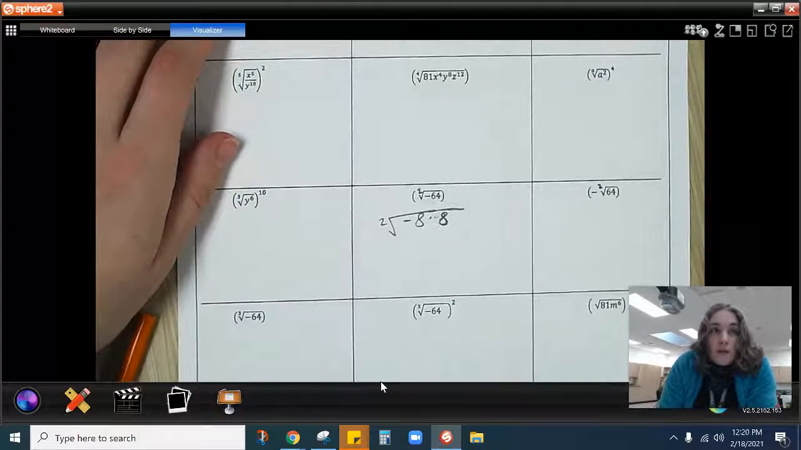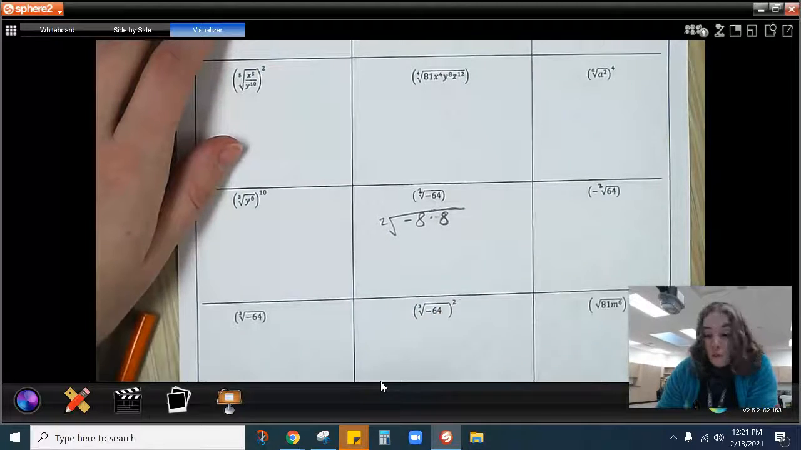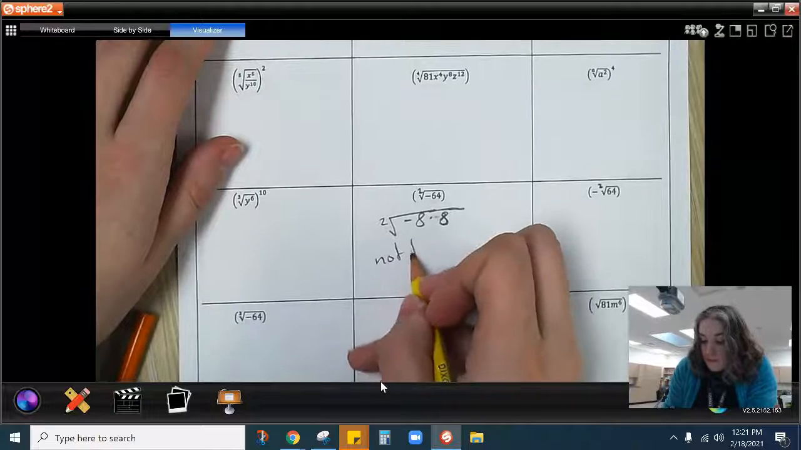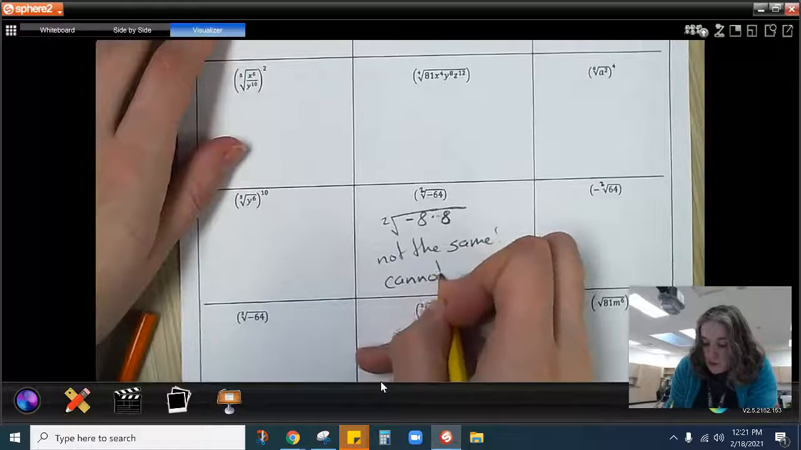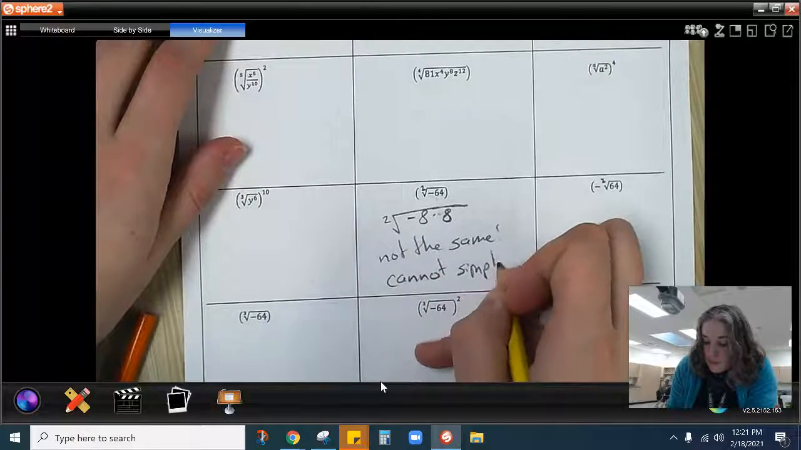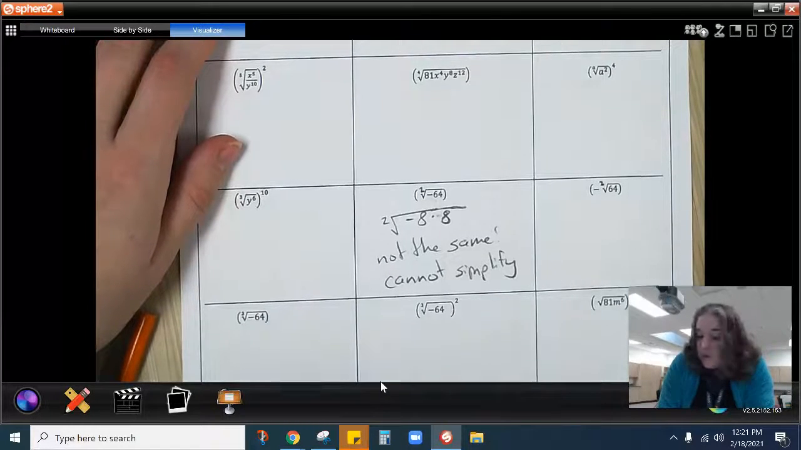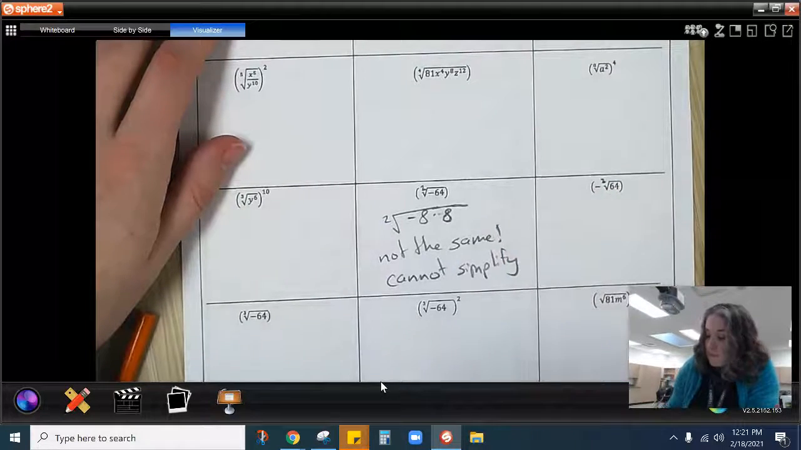Now, what number can we remove from this? And this is where it gets tricky. We can't remove any of them. One's a negative 8 and the other one's a positive 8. These are not the same. So we cannot simplify now. When you get into Algebra 2 especially, you'll start learning about what we do when we have square roots of negative numbers. But for now, I'm just going to tell you, can't simplify it. We don't know how to yet. They are not the same.